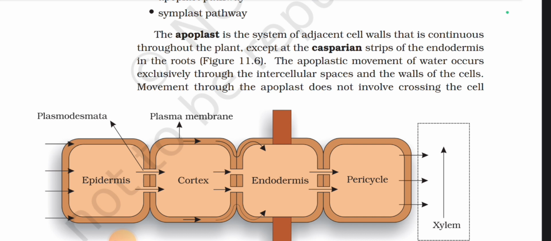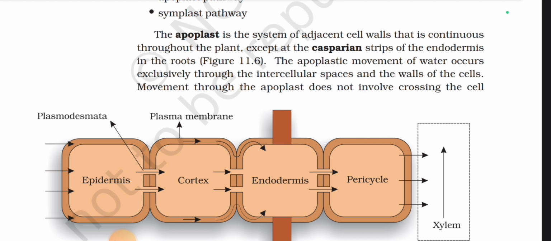तो पहले इसको याद कैसे रखेंगे, ECEP. क्या याद रखेंगे, ECEP, एपिडर्मिस, कॉर्टेक्स, एंडोडर्मिस, पेरिसाइकल, ECEP. ठीक है. और लास्ट में क्या, जाइलम है. अच्छा, तो फिर वहाँ कैस्पेरियन स्ट्रैप्स कहाँ है, पाथवे वाटर मूवमेंट इन द रूट में. तो कैस्पेरियन स्ट्रैप्स एंडोडर्मिस में, एंडोसी, ऐसे कुछ याद रखो, एंडोसी, एंडोडर्मिस, कैस्पेरियन स्ट्रैप्स, ECEP बस पहले याद रखना है. ठीक है.